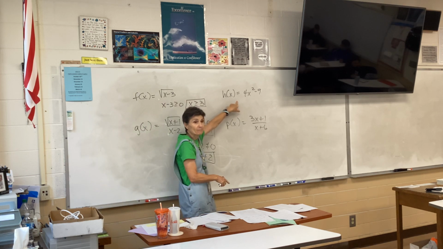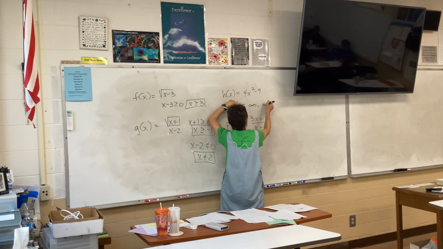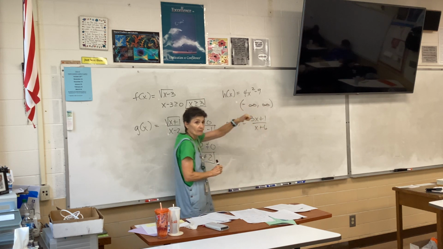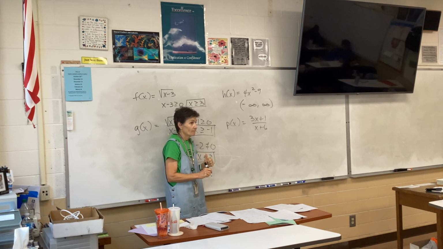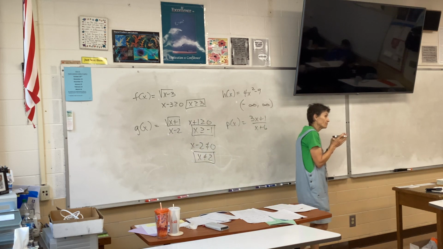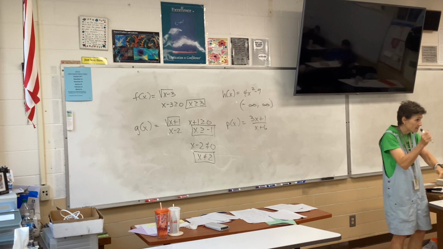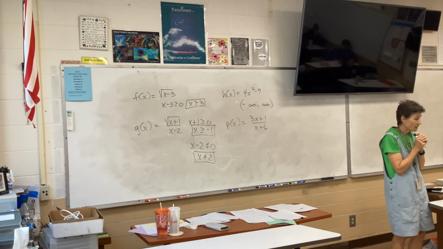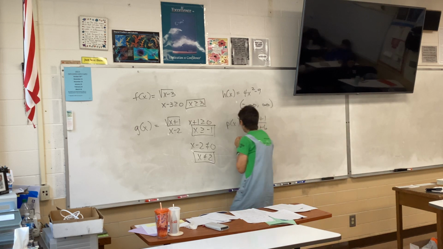What about this guy? Yep. And Jimmy, how did you know that? There's no radical. No radical, no denominator. What are the problems in domain land? Radicals and denominators. If you don't have them, then your answer is all real numbers. Perfect. All right, what about this guy?